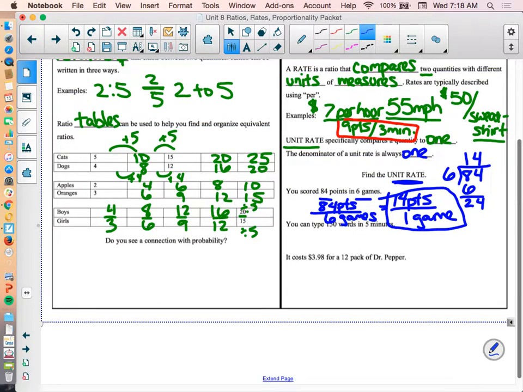The next one, you can type 150 words in 5 minutes. So write it as a fraction, but remember it's a rate because it's got units, those words, okay, equals. To find the unit rate, just divide. 150 divided by 5, yay, I can do that in my head. 30 words per 1 minute, sorry. That is our unit rate. It's a unit rate because it has a 1 in the denominator.